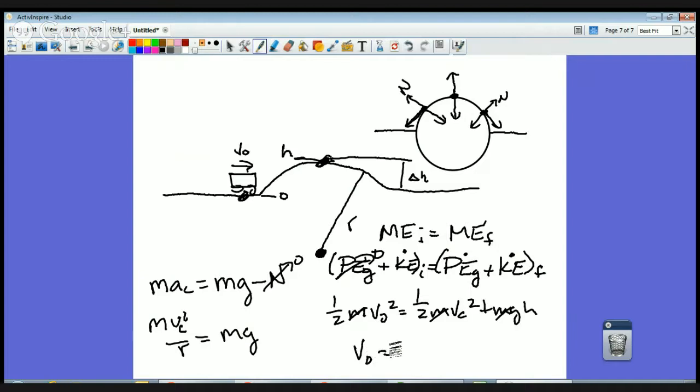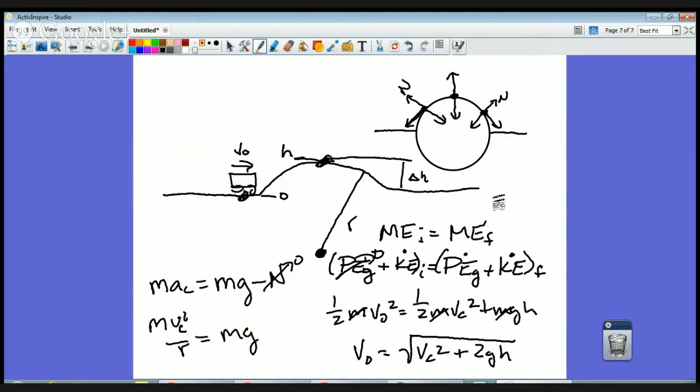V naught is going to be equal to the square root of Vc squared plus 2gh. And that should look familiar because it's a lot like one of our kinematics equations, right? Vf squared minus vi squared equals 2ad. You can solve a bunch of algebra for it, but that equation comes very easily out of conservation of energy. So that's our final speed, and we found it in about 30 seconds.